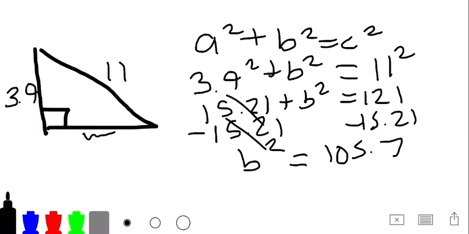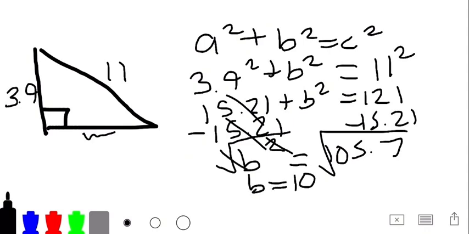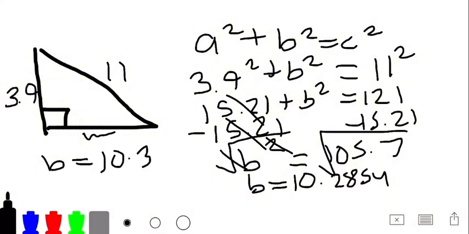105.79. And to isolate the variable, we just put a square root to get rid of the square, and we're left with b equals 10.285 after we put it in a calculator, or we can just say b equals 10.3. So that is the missing length.